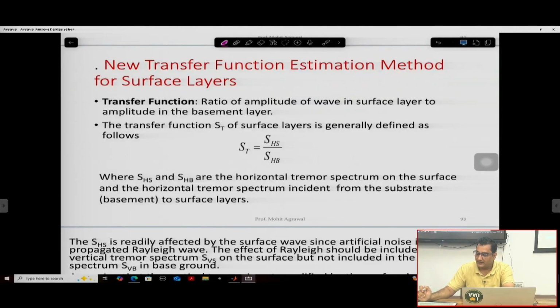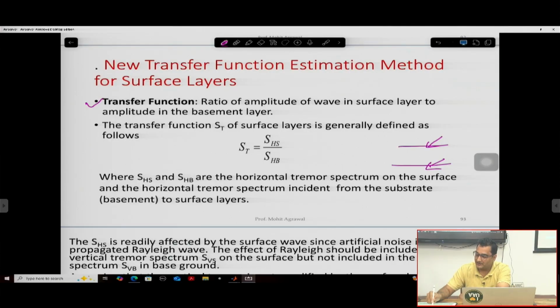So this is the basis they put out for finding the transfer function. As you know, the transfer function is nothing but the ratio of the amplitude of the wave in the surface layer to the amplitude in the basement layer, right? So what you are doing is that whatever motion you are recording at the surface, you are dividing it by the motion recorded at the bedrock. When you take the ratio, that is your transfer function.